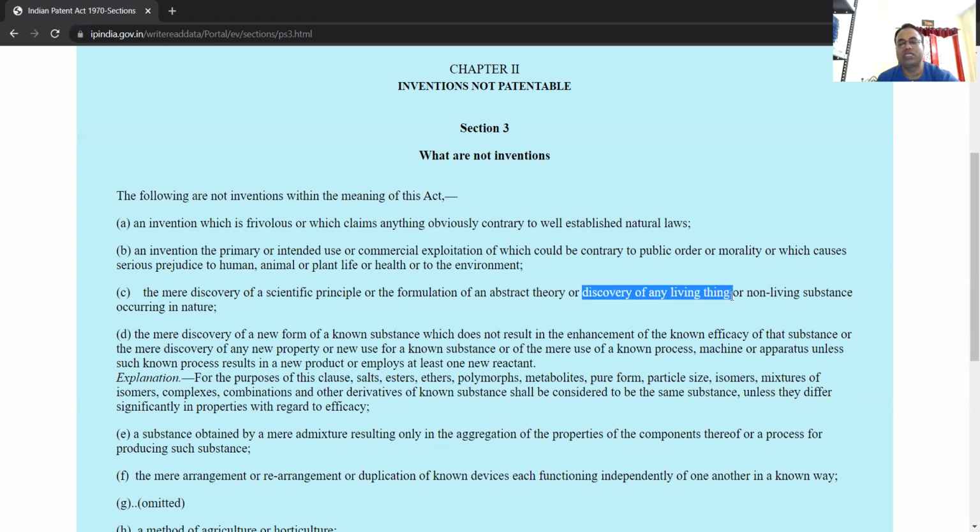Discovery of any living things. Say recently we discovered a pathogen, a bacteria, which is very useful, but it is not patentable. They become patentable in cases where some genetic modifications are done so that they become useful. For example, we have heard about a bacteria which can eat the petrol or petroleum products spilled over the ocean surface. So they are genetically engineered bacteria, and they can be called inventions. But if those bacteria are naturally occurring in nature, they are not called an invention.